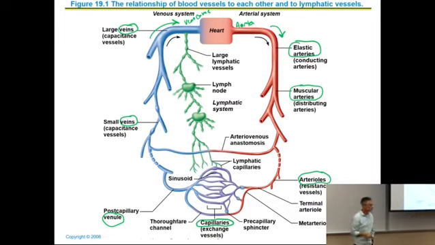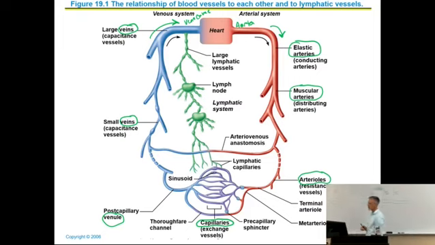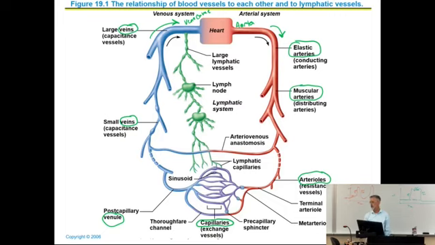But there are going to be lots of other smaller vessels as we branch out and get to all these different neighborhoods of the body as well. We're going to take a look at that. We're going to do a tour, as if we were a red blood cell, through our vascular system and talk about each of the different blood vessels that we will encounter along the way.